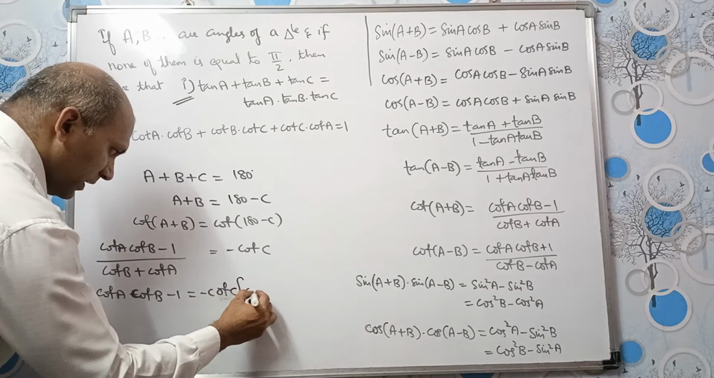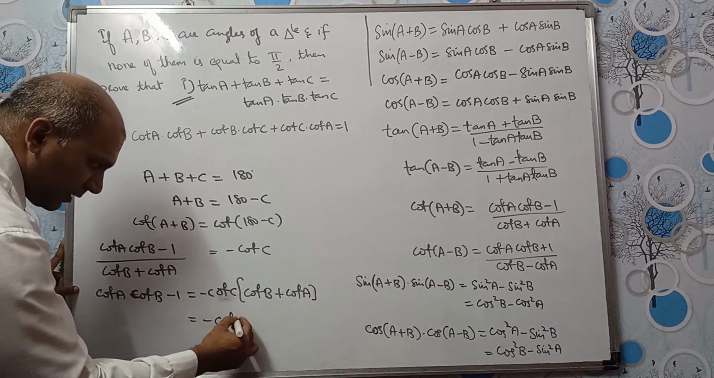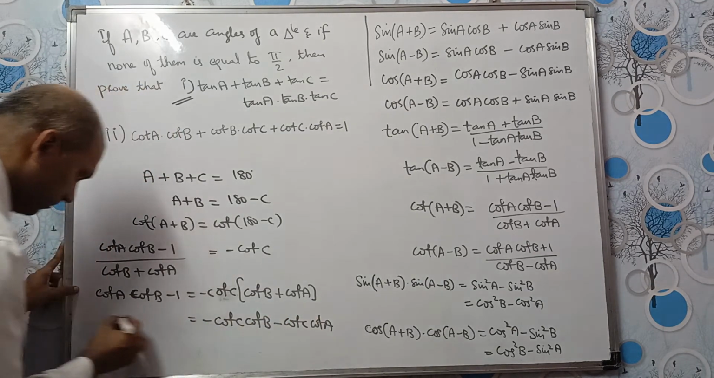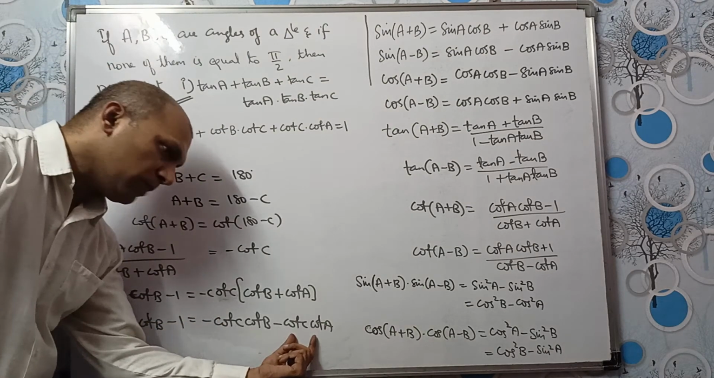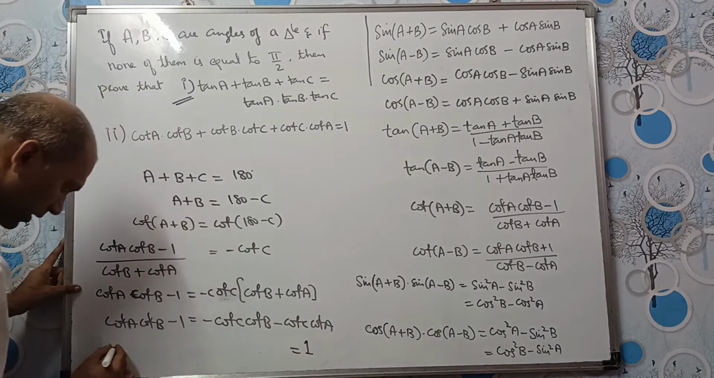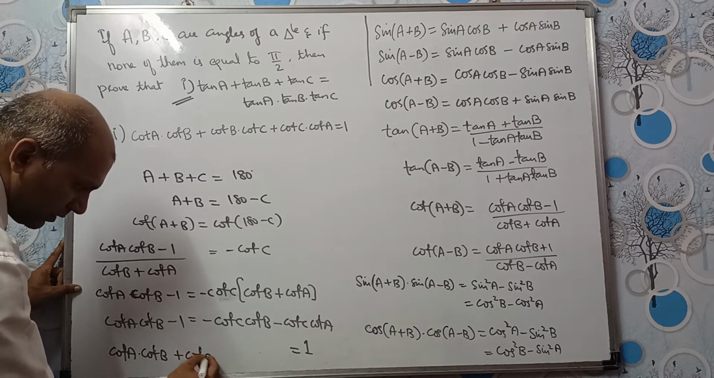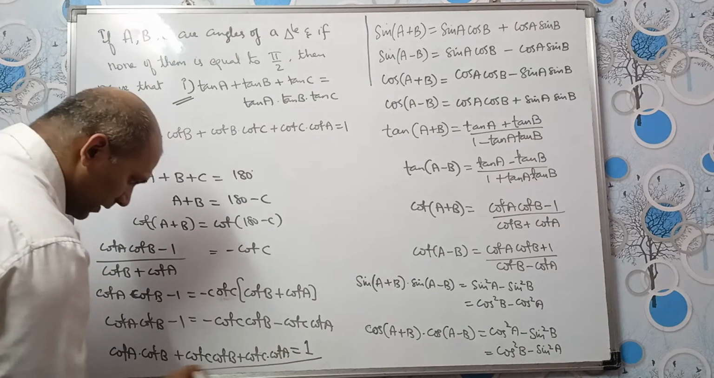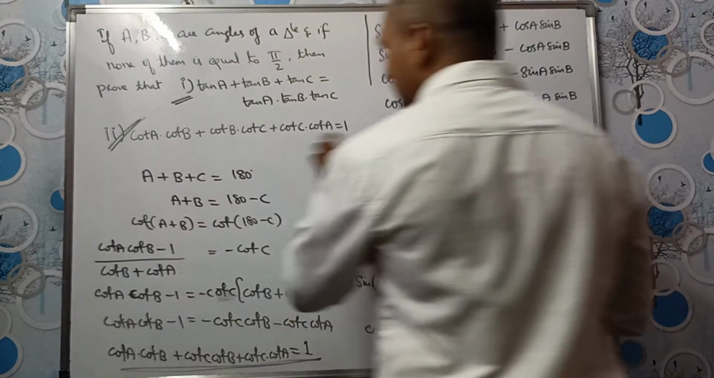So cot C multiplied by (cot B plus cot A). So this will be cot C cot B minus cot C cot A. Here we'll have cot A cot B minus 1. So these two minus signs come to this side and this minus 1 goes on the other side, plus 1. Cot A cot B, and here it is plus cot C cot B plus cot C cot A. So we got this. Okay, it should be equal to 1, right?